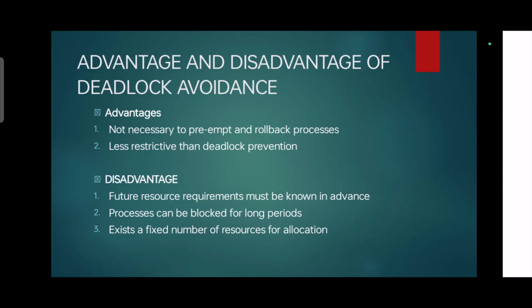First, advantages. Not necessary to preempt and roll back processes. Second, less restrictive than deadlock prevention. Disadvantages. Future resource requirement must be known in advance. Processes can be blocked for long periods. Exist a fixed number of resources for allocation.